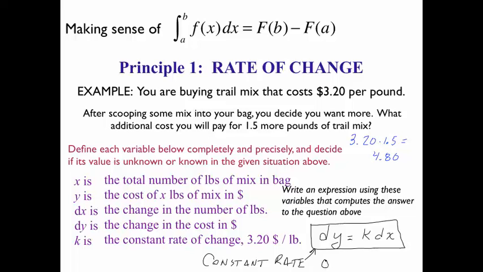So this is our way of thinking about constant rate of change. Given any change in the number of pounds, we can get the change in cost by dy equals k dx. Any questions?